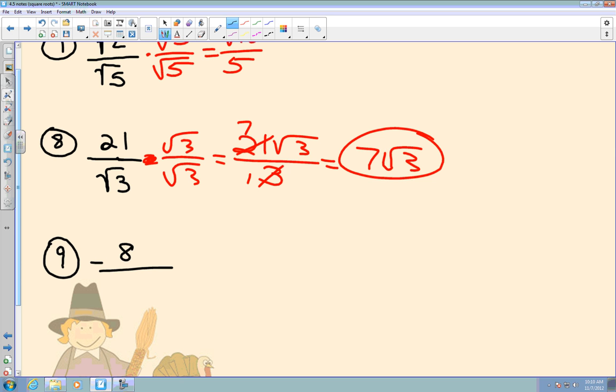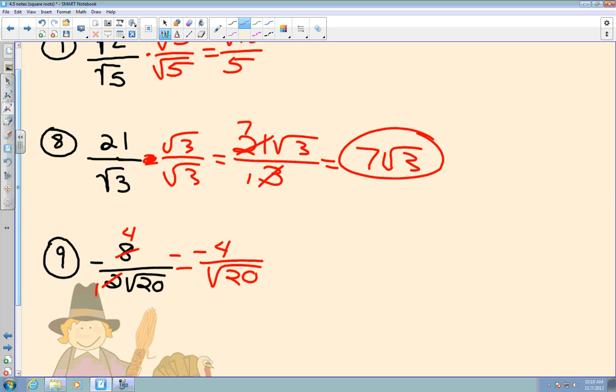over 2 root 20. Now, there's going to be several steps in this no matter how you do it. But what's the most obvious thing to start with? You should divide by 2. Yeah. Okay, 2 goes into 8 4 times. It's negative 4 over root 20. So we're going to have negative 4 over root 20.